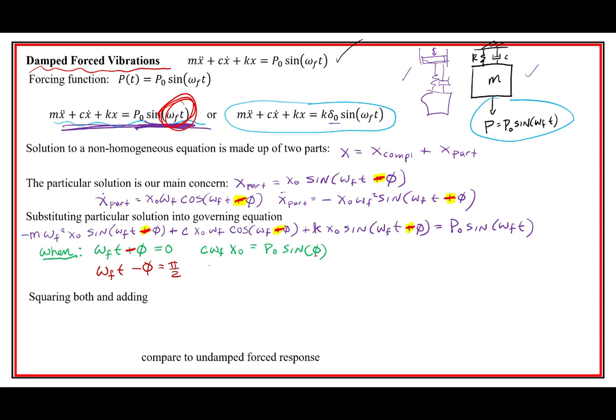Now the rest of the thing: up above, when it was 0, everything went away except for the damping one and this guy who turned into the phase angle. We can say that the bottom one, what we end up with is k minus m omega f squared times x0 equals P0 times the cosine of phase angle. All right, so we did that to try to simplify this.